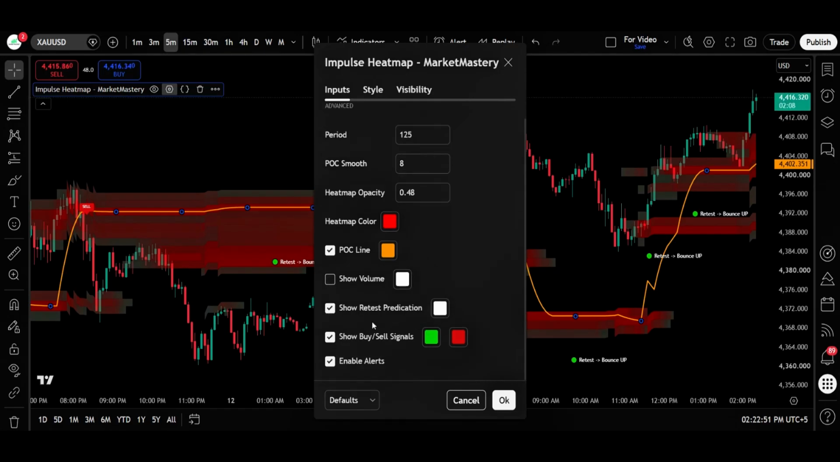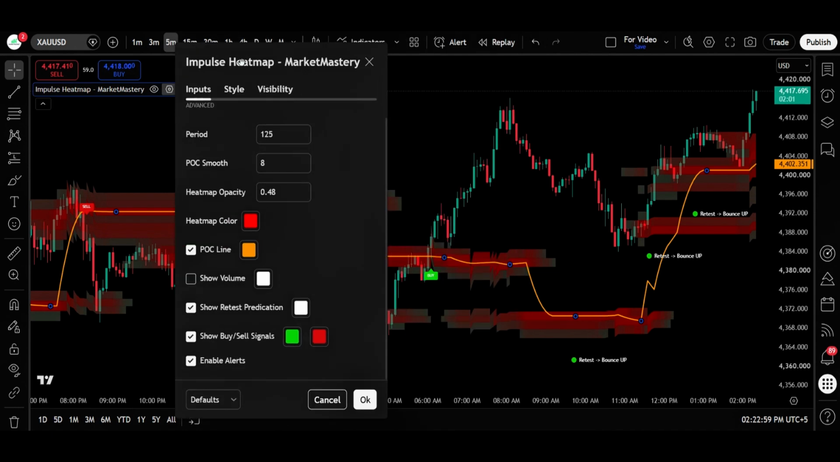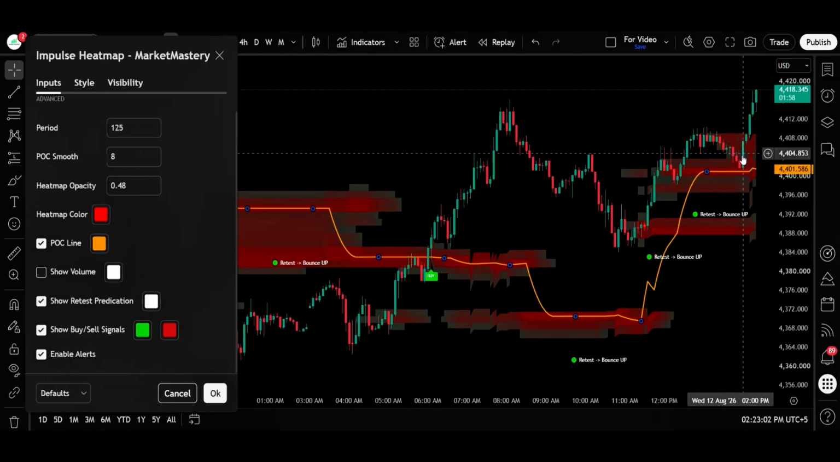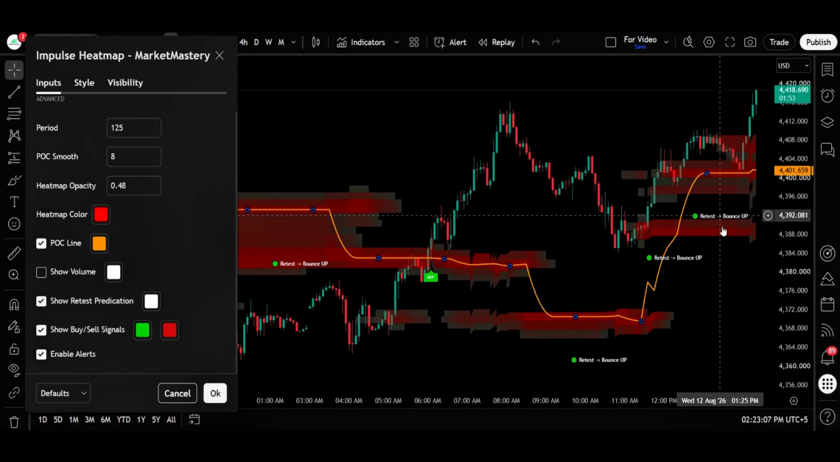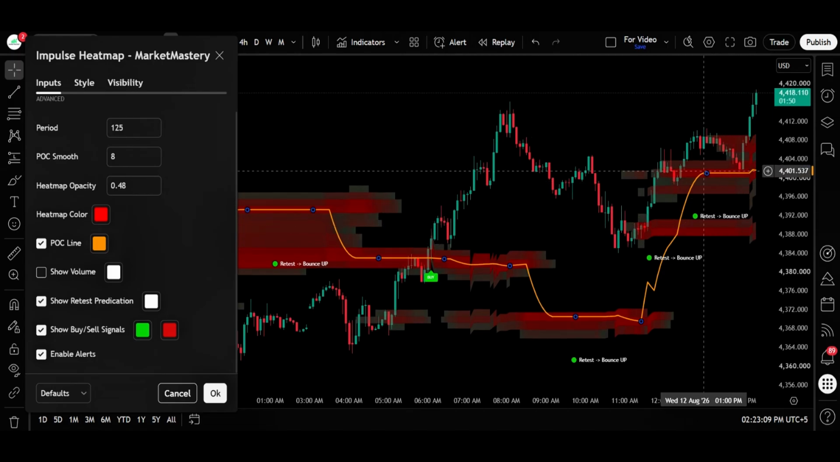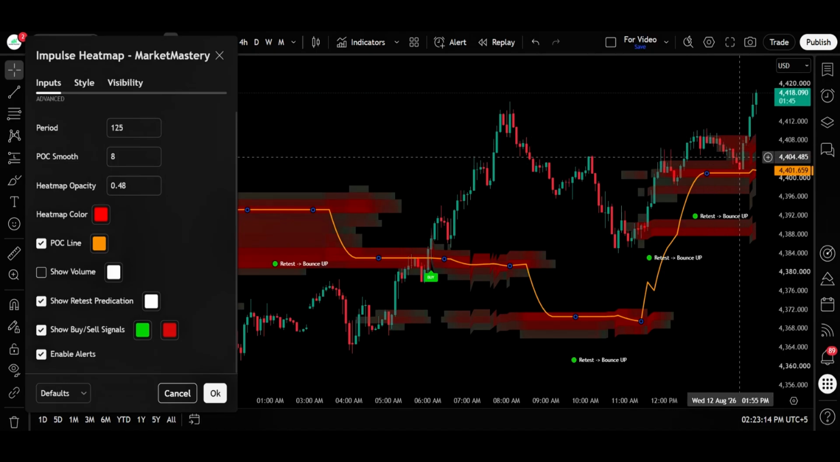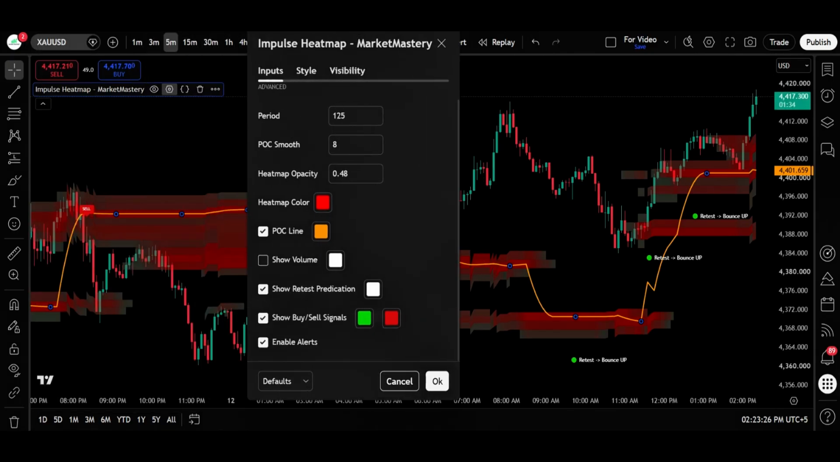Now you can see Show Retest Predictions. These are retest levels. Retest levels indicate that if the price bounces back, touches that area, and shows rejection, it will likely move upwards or down. For example, we can see the price broke above that area, retested it, and showed a clear rejection to the upside. Following the strong candles, the price continues to move up. Most importantly, our signals are strictly non-repainting and non-lagging. The next toggle is Show Buy-Sell Signals, and the last one is the Enable Alerts toggle.